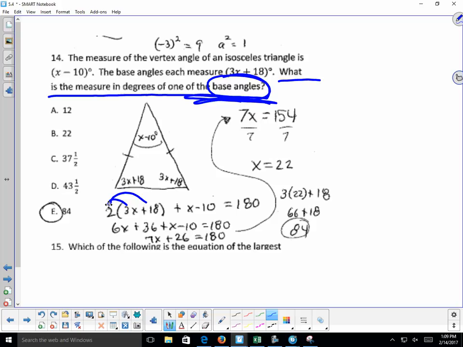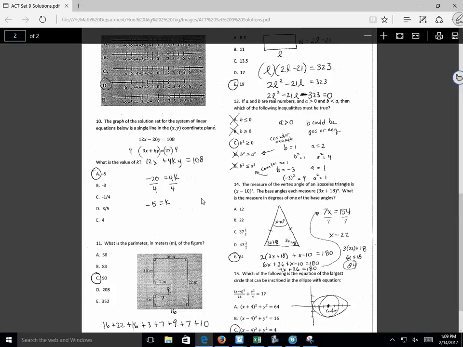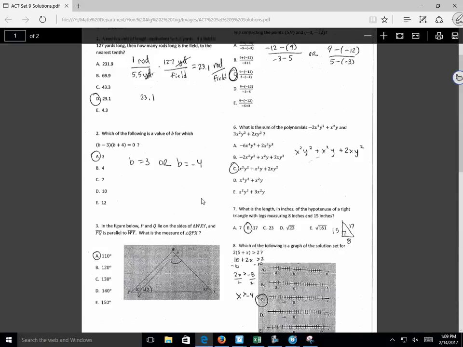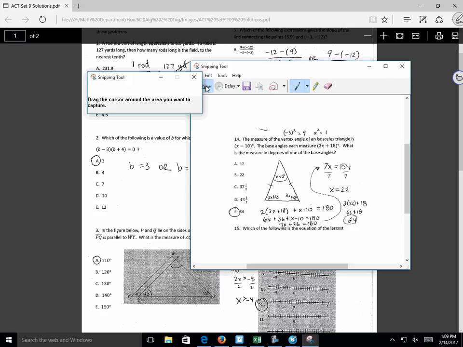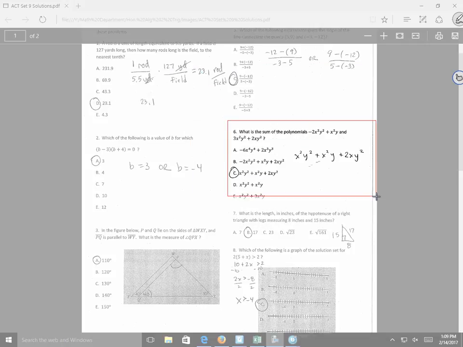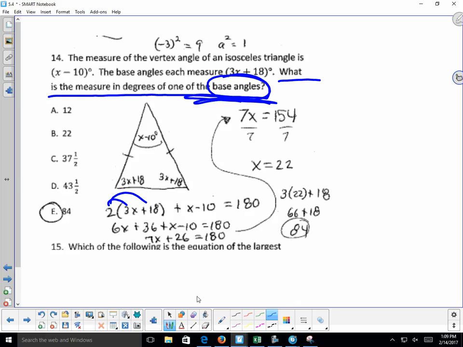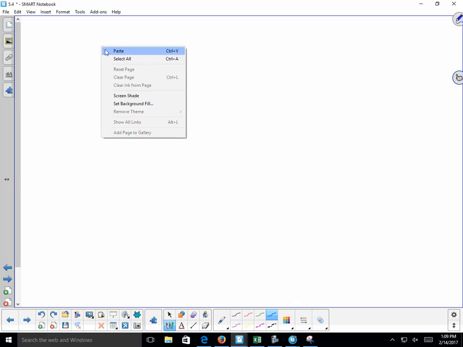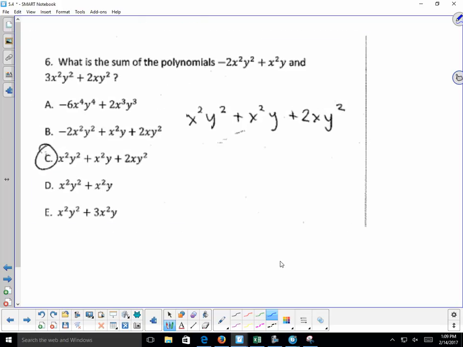Okay, anything else that we should look at on this ACT set? Alexis. It seems easy, but I just can't figure it out. Number 6. I don't know why I can't figure it out. Let's see. Number 6. Come on. Number 6 says, what is the sum of these polynomials?